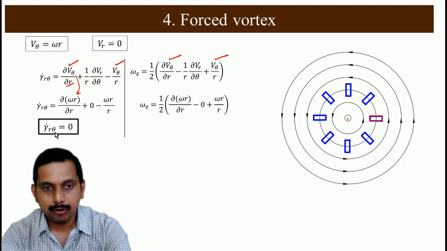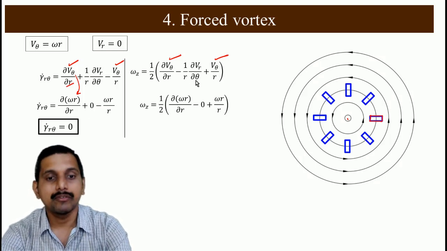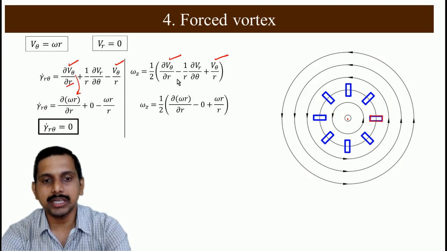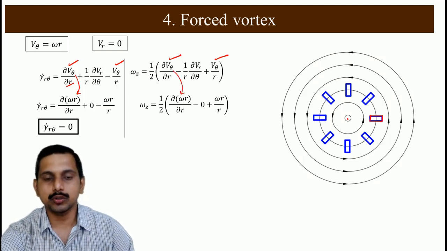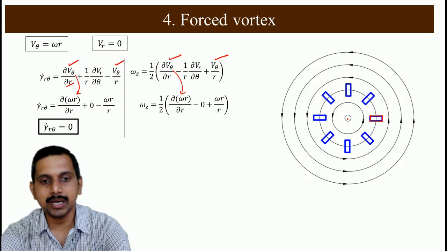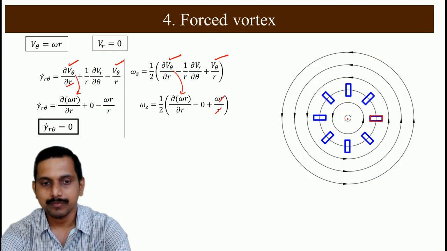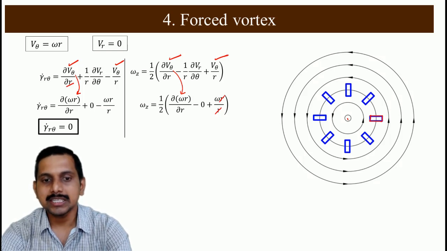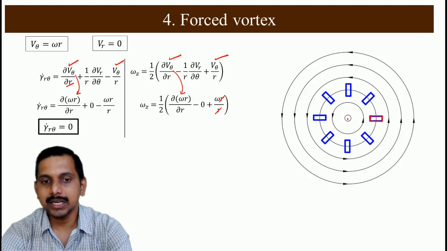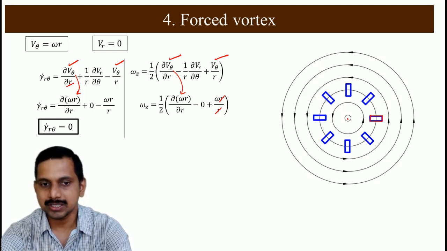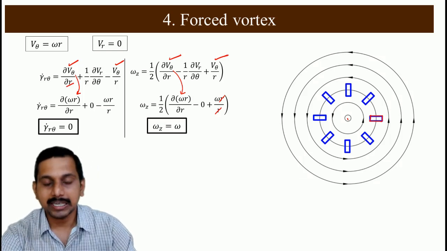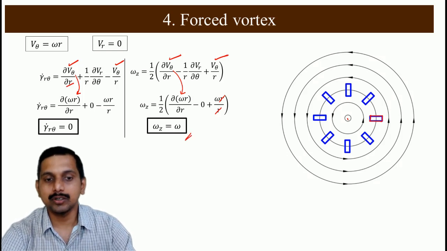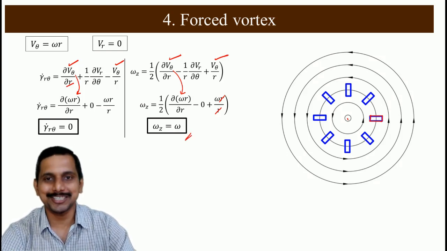Whereas if you consider the forced vortex, wherever V theta is there, we substitute omega r. Since we substitute omega r here, r cancels, so omega remains because it's a constant. So this is plus omega, again omega, and omega plus omega is 2 omega, divided by 2 is omega. So what is happening here? The rotation rate in this case is equal to omega z, which is omega, the angular velocity itself.